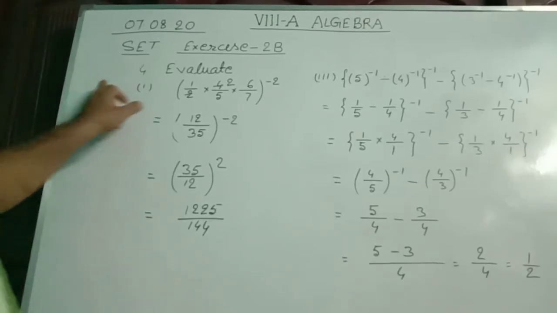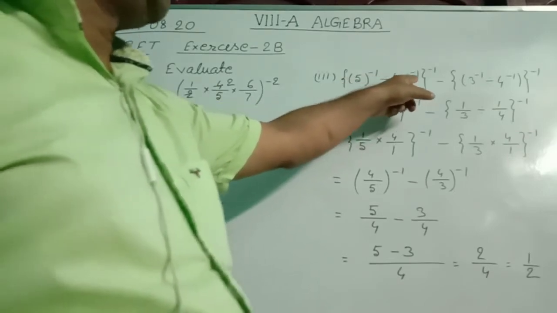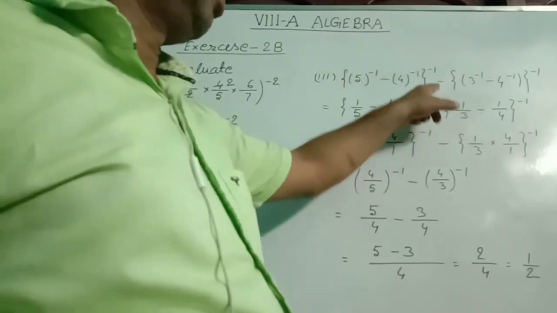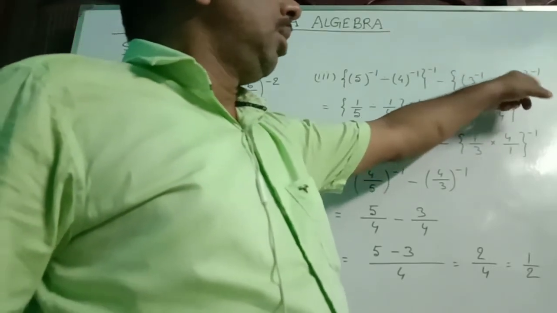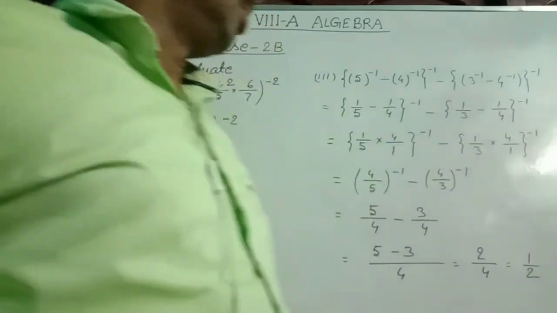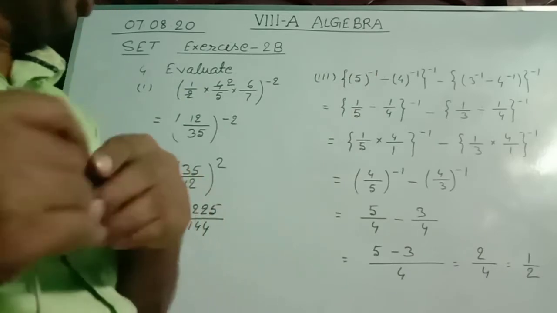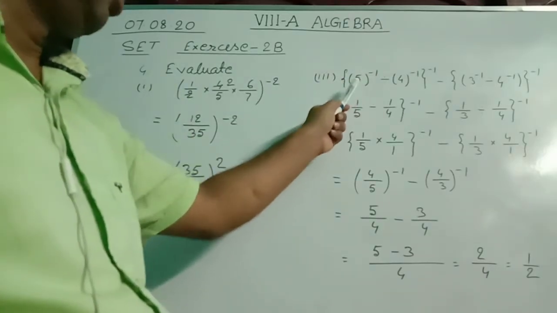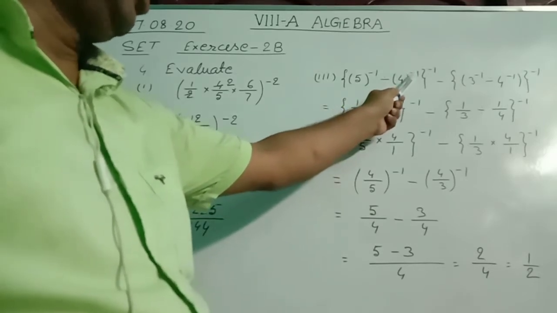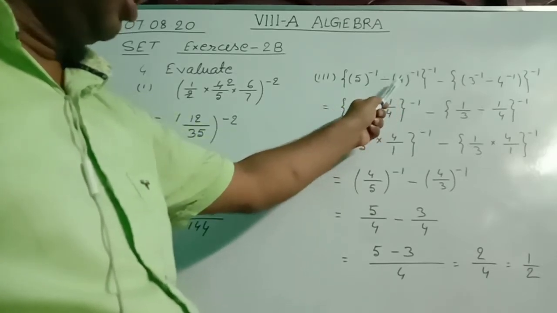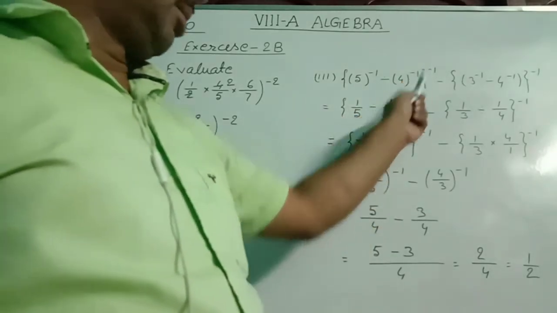In question number 4, Roman number 3, the expression is (5 to the power minus 1 divided by 4 to the power minus 1) whole power minus 1, minus (3 to the power minus 1 divided by 4 to the power minus 1) to the whole power minus 1. To change this into the positive index, I wrote the reciprocal of 5 to the power minus 1, that became 1 by 5, division. Again this negative index will be changed into positive index, writing the reciprocal of 4, that will be 1 by 4, and this whole power minus 1 came here.